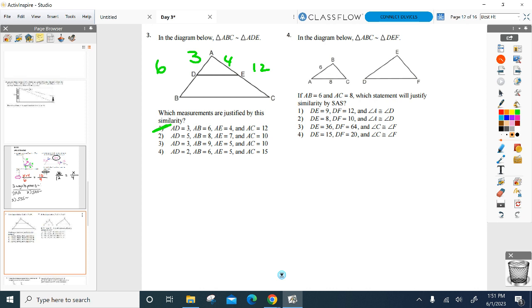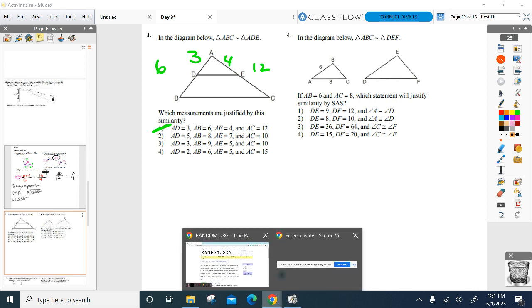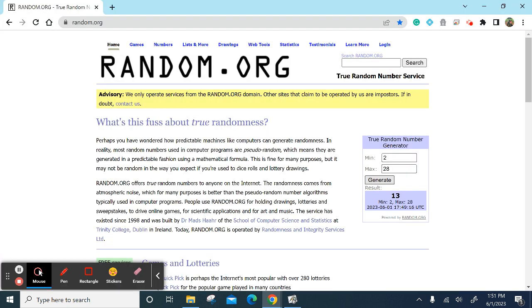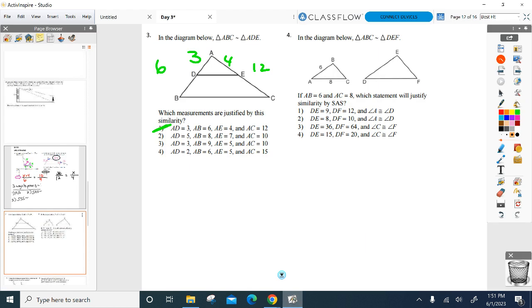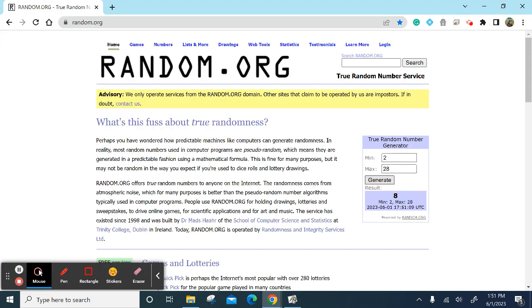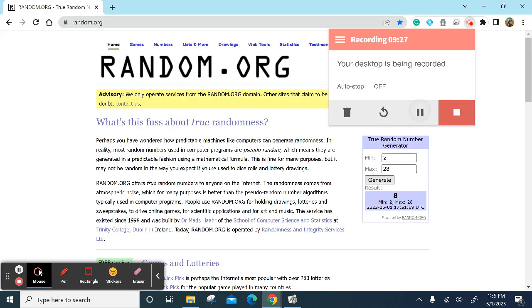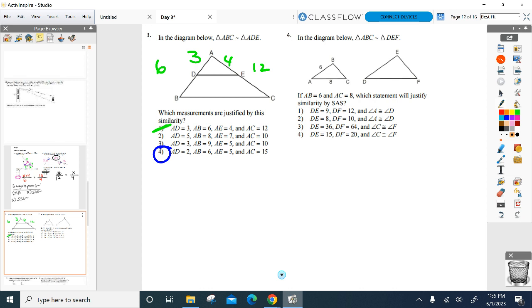Which grouping of side lengths would give you similar triangles? If you're not done yet, keep working. Choice 4. 2 over 6 equals 5 over 15. 1/3 equals 1/3. You and your group, I'll give you about 3-4 minutes. Finish up the similar triangles questions, 4, 5, 6. Go ahead in your group. We'll regroup in about 3 or 4 minutes, because we still have to get to the dilations here.